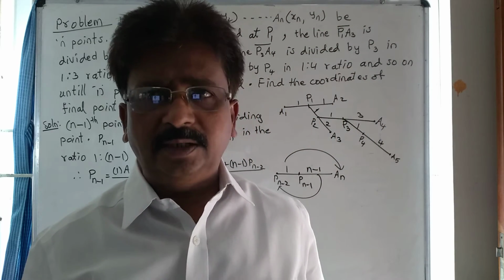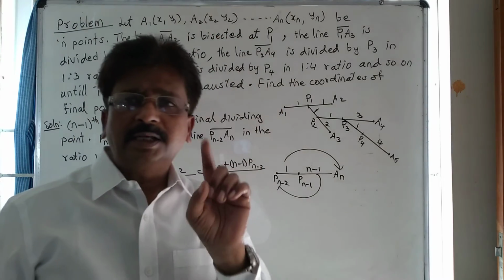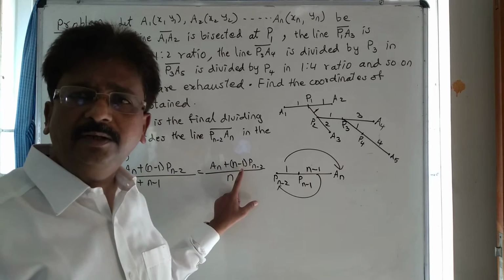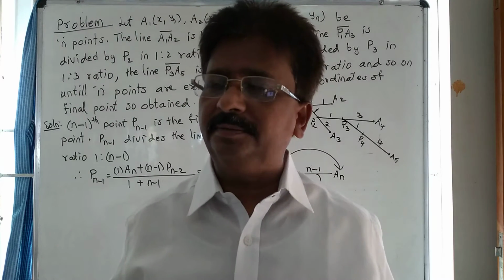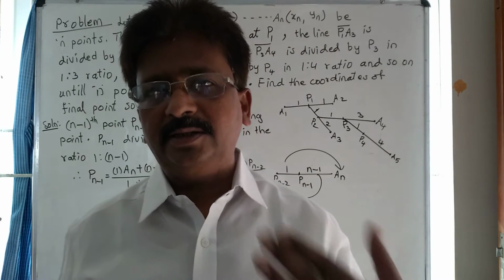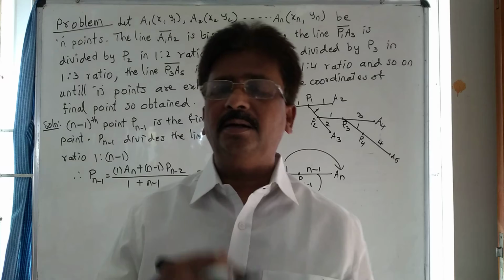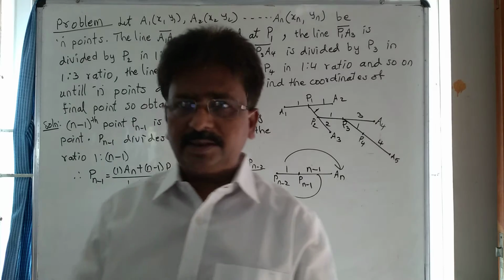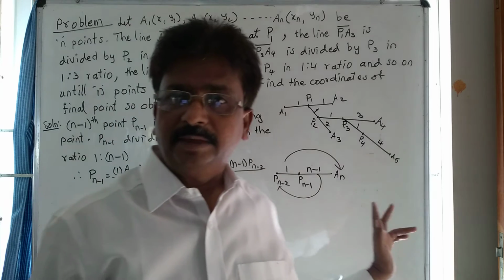Of course, in place of An you can write the coordinates of An, xn, yn. Therefore, here xn plus n minus 1 into Pn minus 2. What are the coordinates of Pn minus 2? We don't know. You have to write them. So let us do one thing. I will write the P1 coordinates, P2 coordinates and P3 coordinates, and so on, up to P4 coordinates first. After that I will tell the logic to find the coordinates of Pn minus 1.